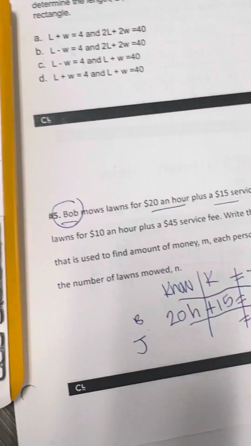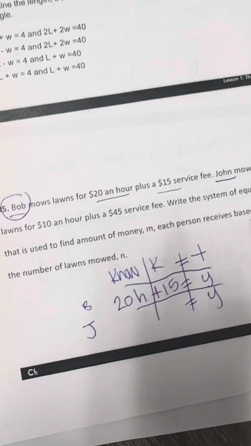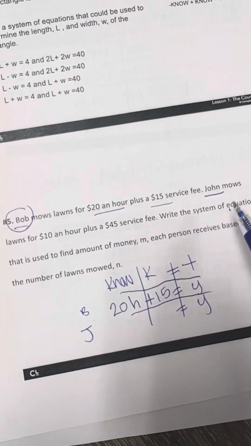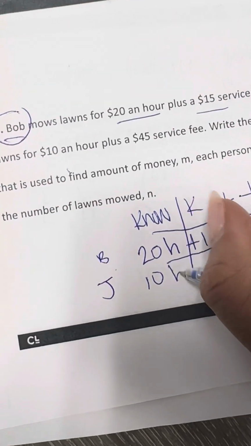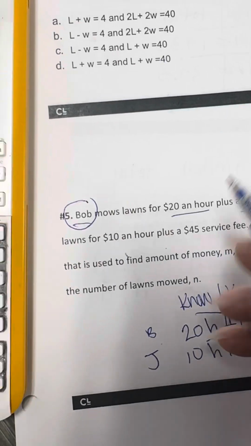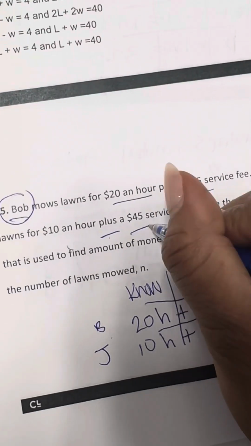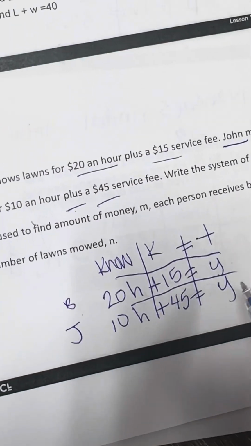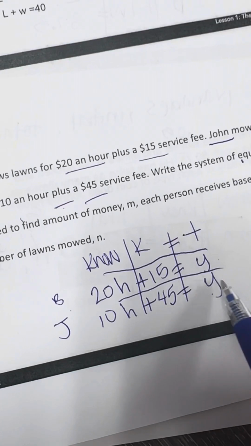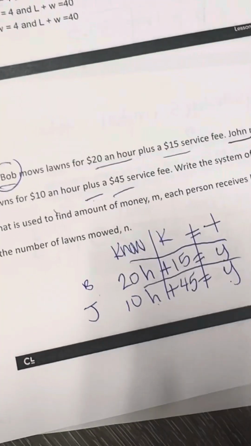Make sure you label your situation so you know what's going on here. We know with John that he charges $10 an hour, so 10 per hour plus 45. Just write exactly what you see. We don't know the total. Again, it depends. Your output, your total, depends on your input: how many hours?